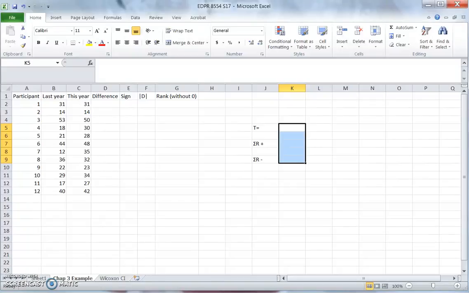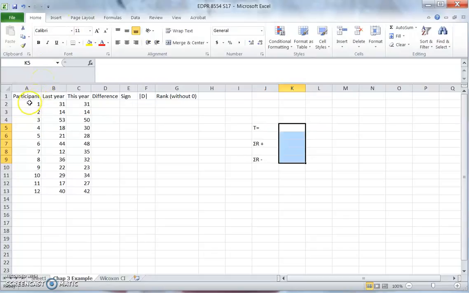In this video clip, I'm going to show you how to obtain the t-statistic for the Wilcoxon signed rank test step by step as shown in the textbook. Just for your information, I'm using Excel just for making the hand calculation easier. Actually, Excel has a much more efficient way to get the Wilcoxon's test if you prefer Excel over SPSS.